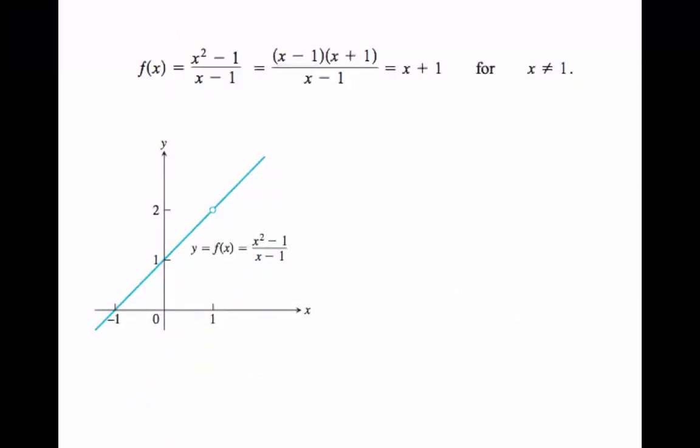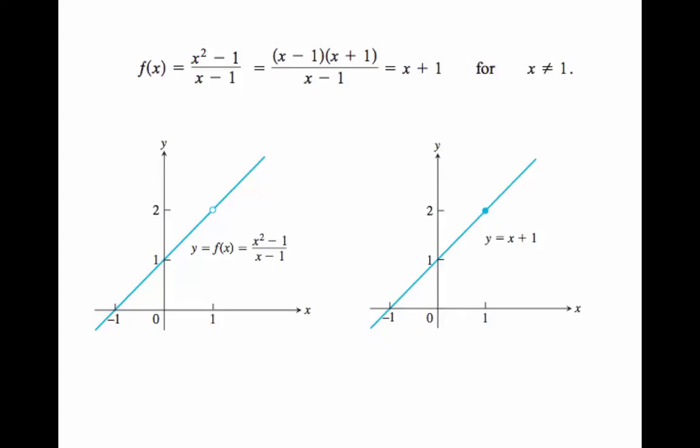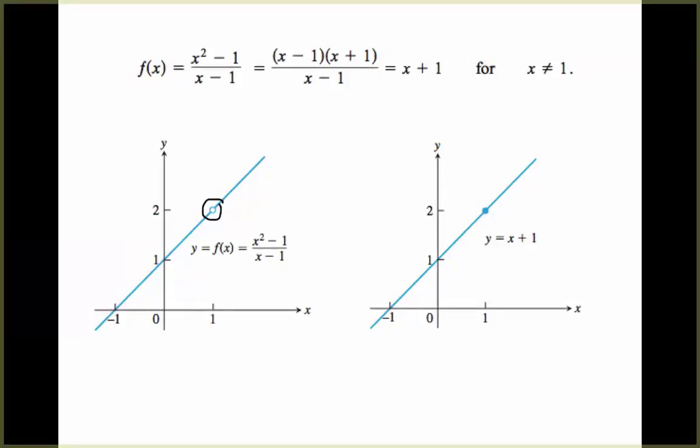So the function f of x can be simplified to just equal x plus 1 for any value of x other than 1. The graph of f of x on the left looks very much like the graph of the line y equals x plus 1. We're trying to investigate the behavior of f as x gets really close to 1. In the graph on the left, there's a little hole in the graph of f of x. But what is the height of this hole? It appears the hole is at height 2.